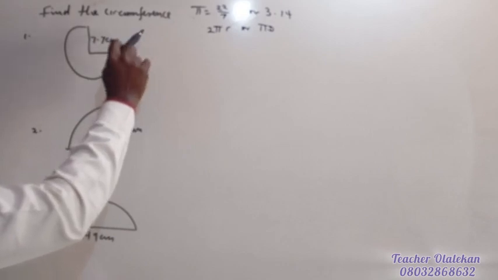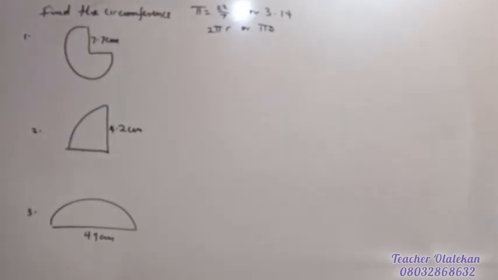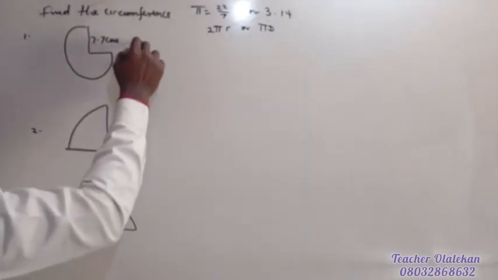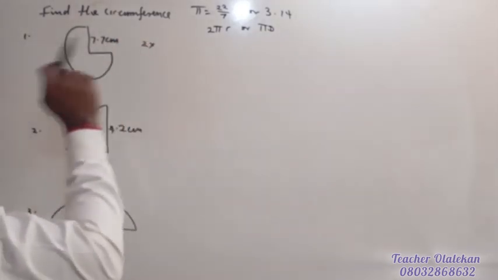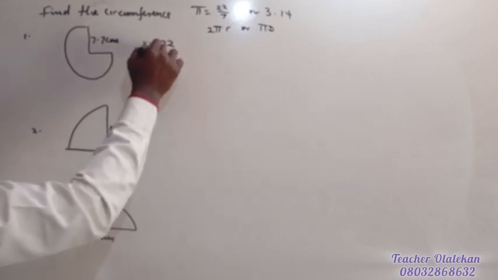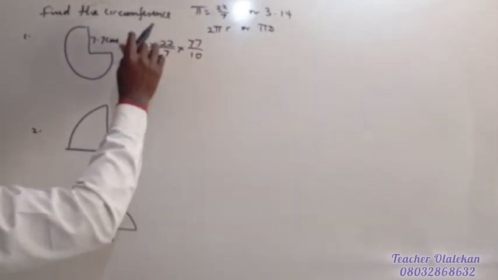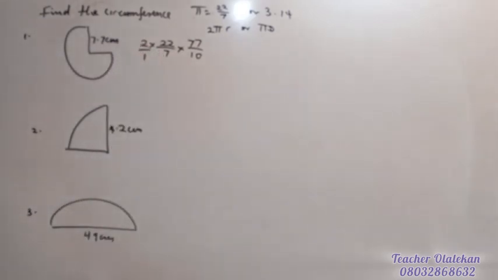Yes. So let's start with the fraction. We are definitely going to use the 2 pi r. So that will be 2 times, let's take 7.7 to fraction. That is 22 over 7 times 77 over 10. So these two will give a denominator of 1. Now that we have this, they will divide.